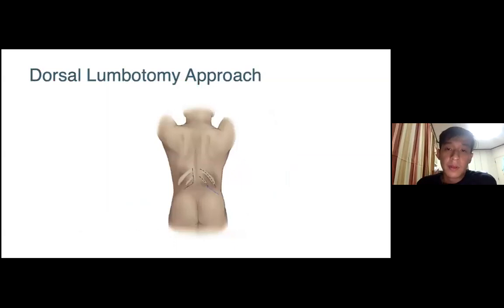So next is the dorsal lumbotomy approach. This approach is typically reserved for pediatric patients and for thin adults requiring bilateral nephrectomy. The advantage of this approach is low morbidity because no muscle is transected. So I use this picture. I discussed this last Friday. The other incisions are for the adrenals, but for dorsal lumbotomy, it is below the 12th rib.